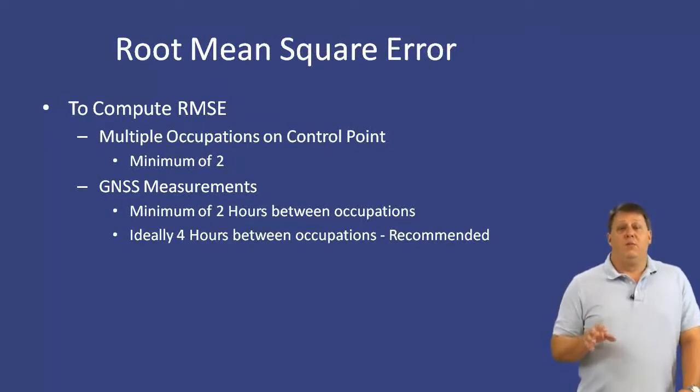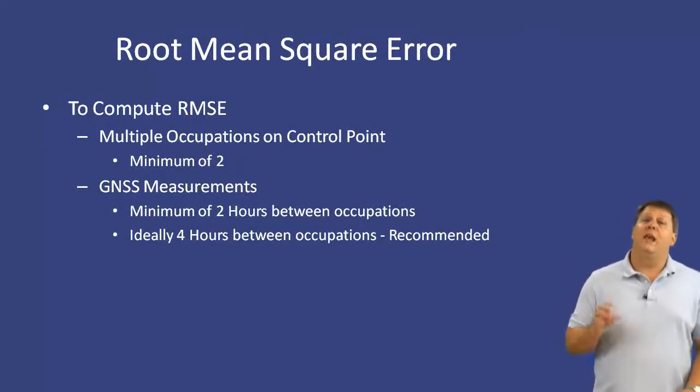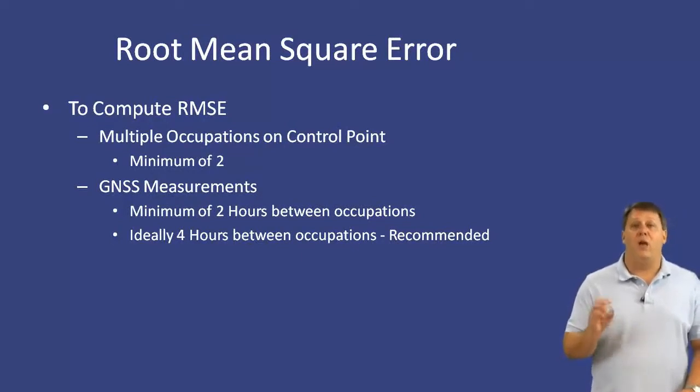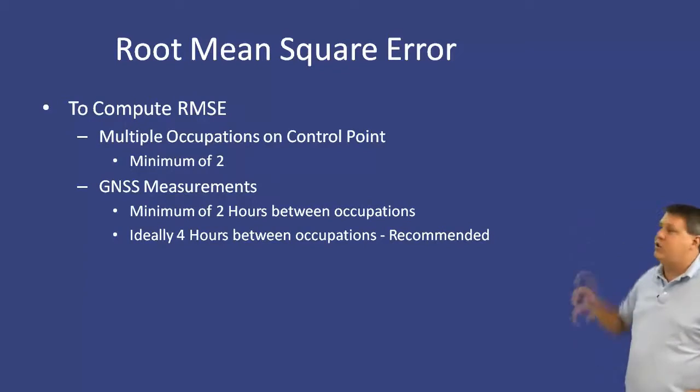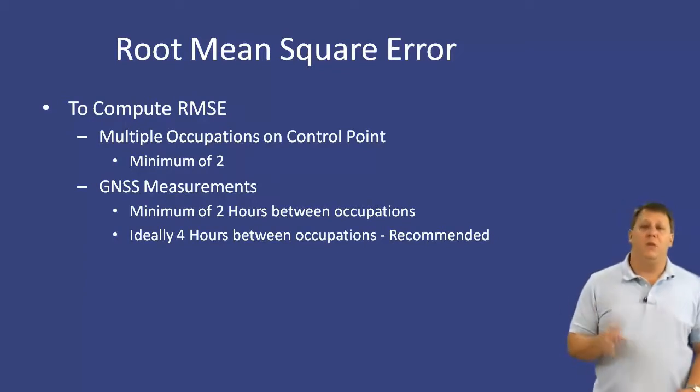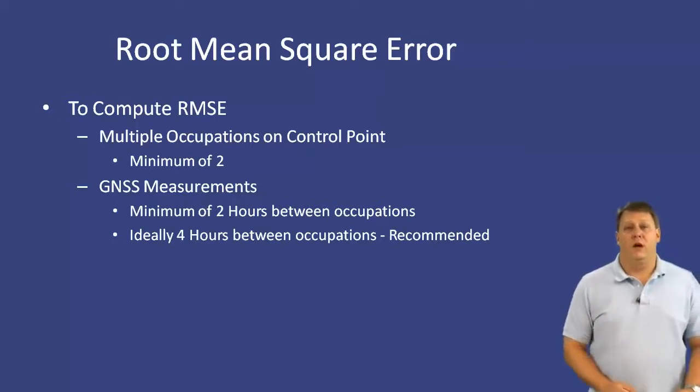At a minimum, to compute your root mean square error, it requires multiple occupations on a control point. You've got to shoot your control point a minimum of 2 times to compute root mean square error.